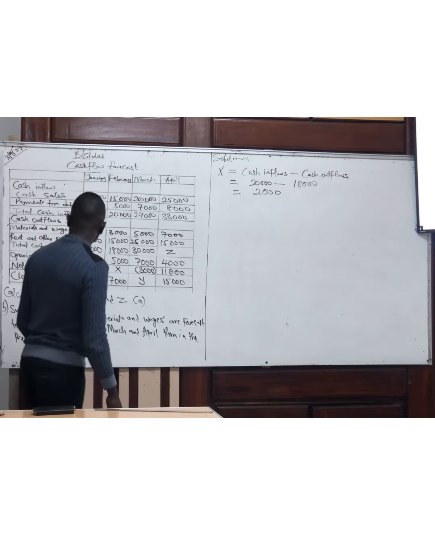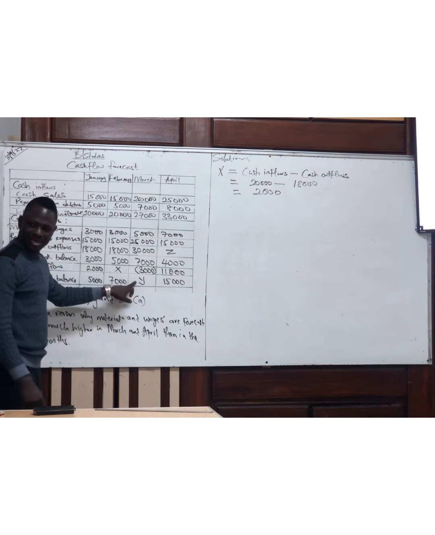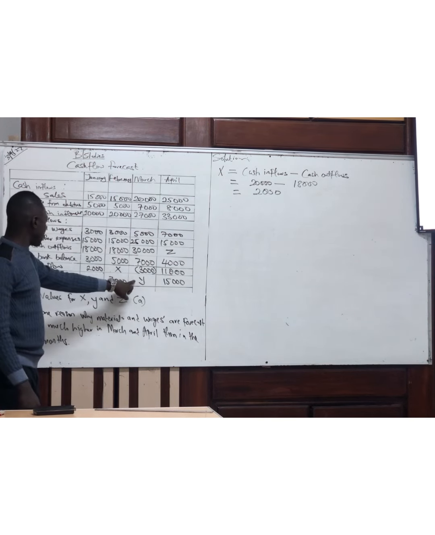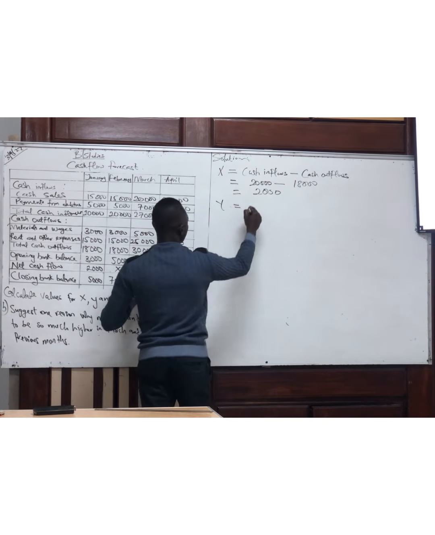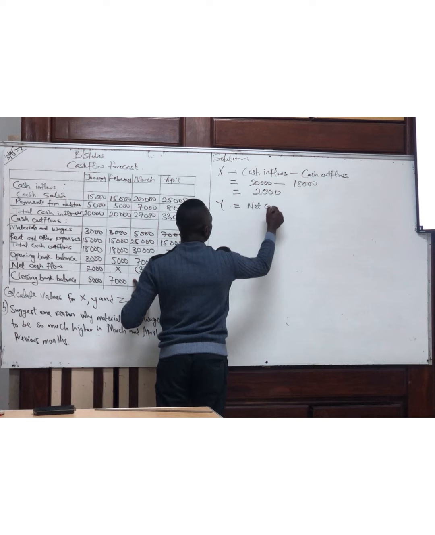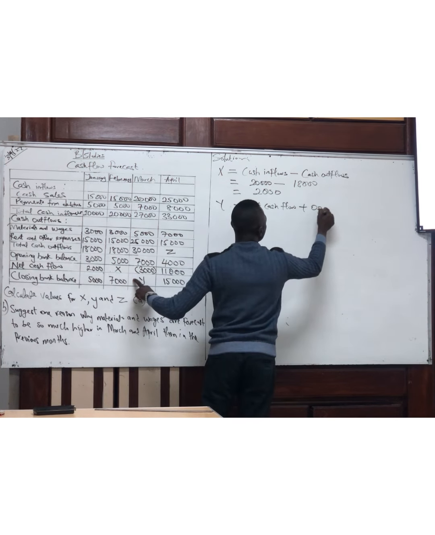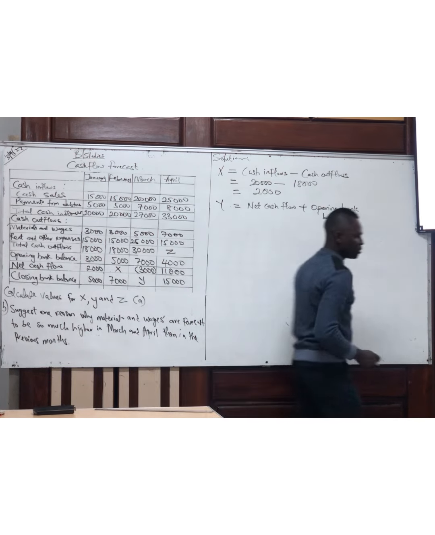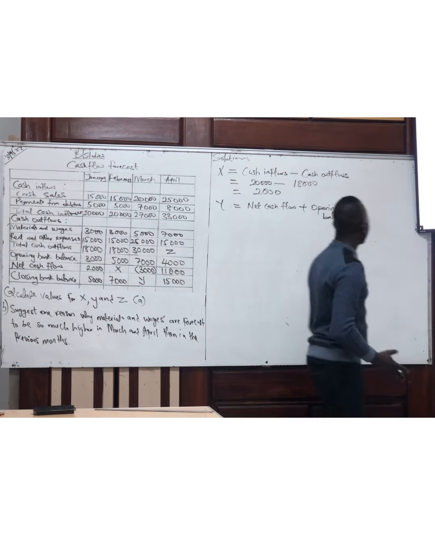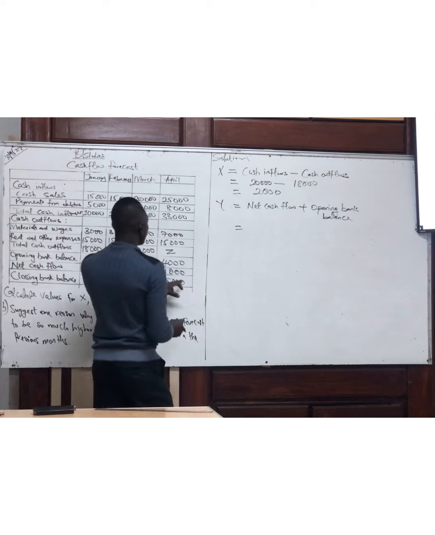Great, we move on. Then we have Y. Y is our closing bank balance. So for our closing bank balance, it will be what? Y, which is closing bank balance, which is net cash flow plus opening bank balance. Are you with me? Yes. So your net cash flow is what now?